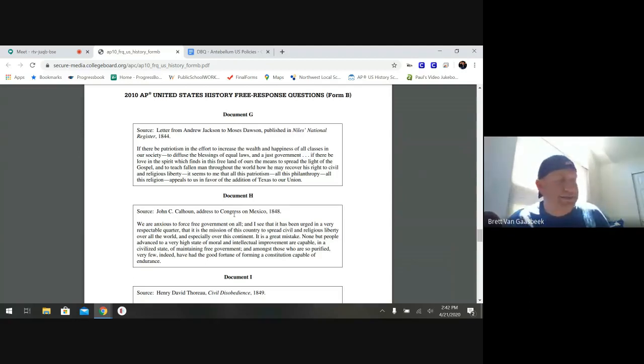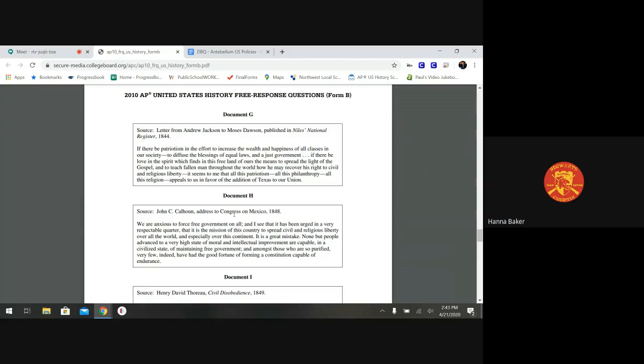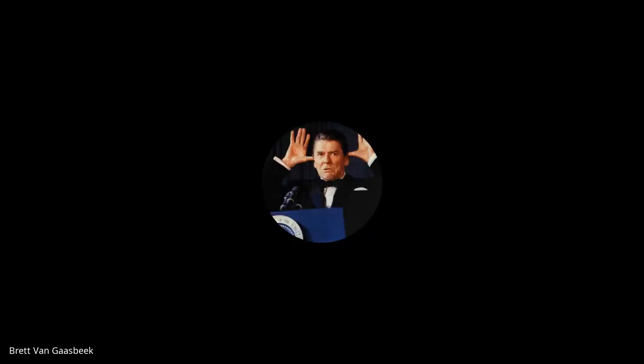What is Jackson saying? Admit Texas. Let's take it. And he's going even further than that. It's our duty. It's not just patriotism, it's philanthropy. What does philanthropy mean? Spreading wealth because you have it, I think. Spreading the wealth, yeah. You remember Carnegie said that in the late 1800s. He was a philanthropist. Sharing wealth.